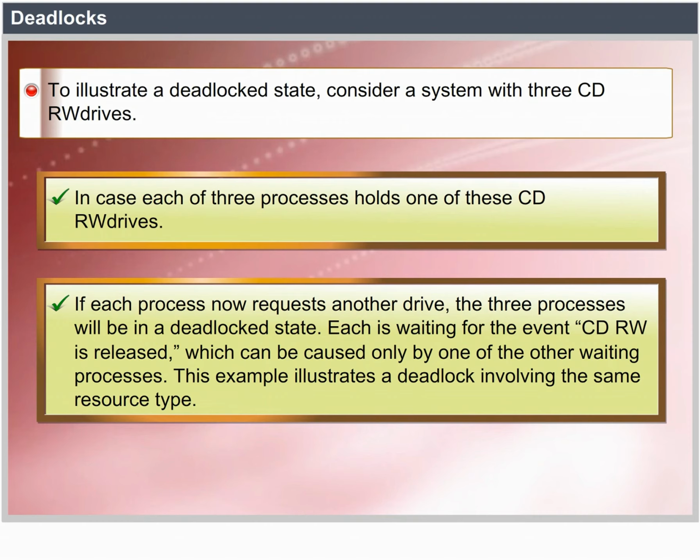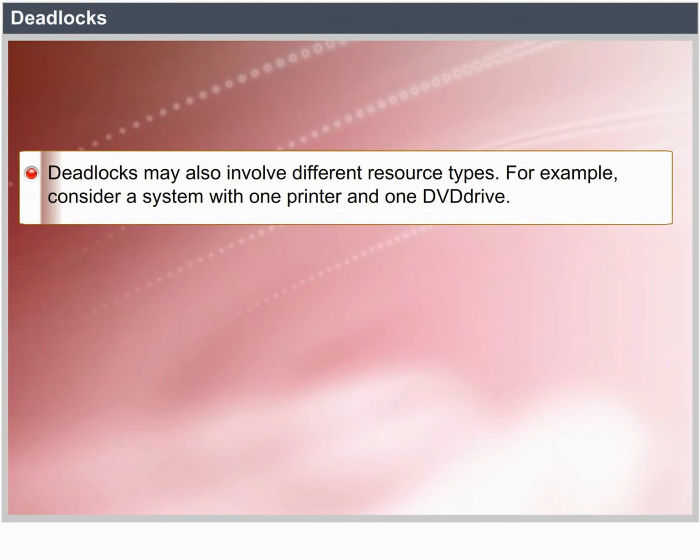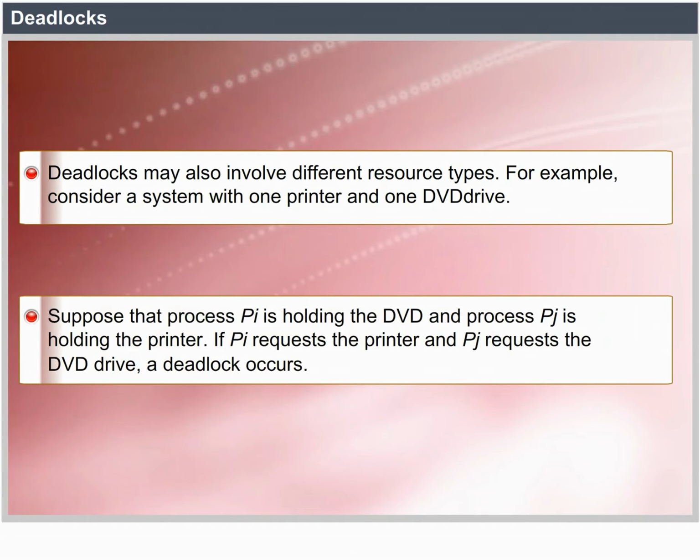Deadlocks may also involve different resource types. For example, consider a system with 1 printer and 1 DVD drive. Suppose that process Pi is holding the DVD and process Pj is holding the printer. If Pi requests the printer and Pj requests the DVD drive, a deadlock occurs.